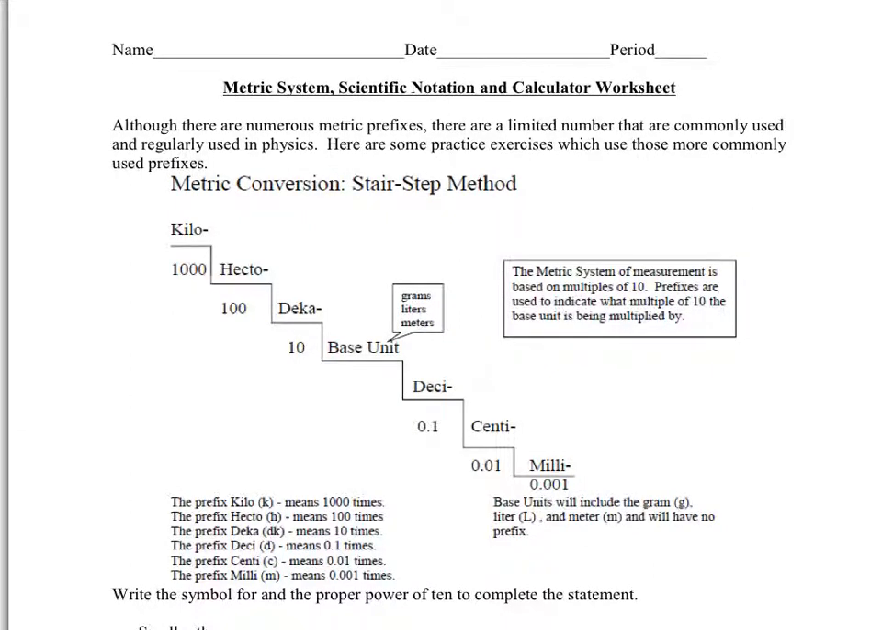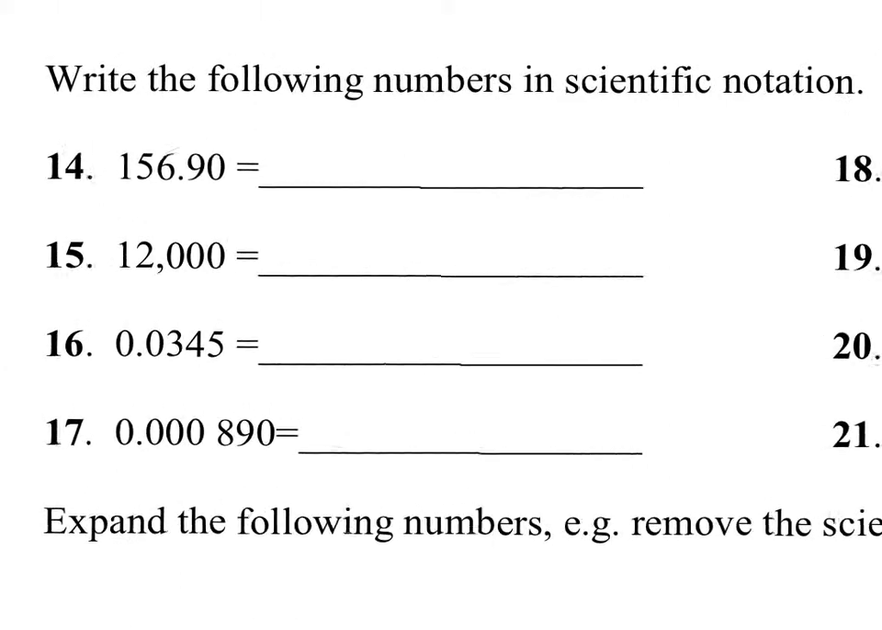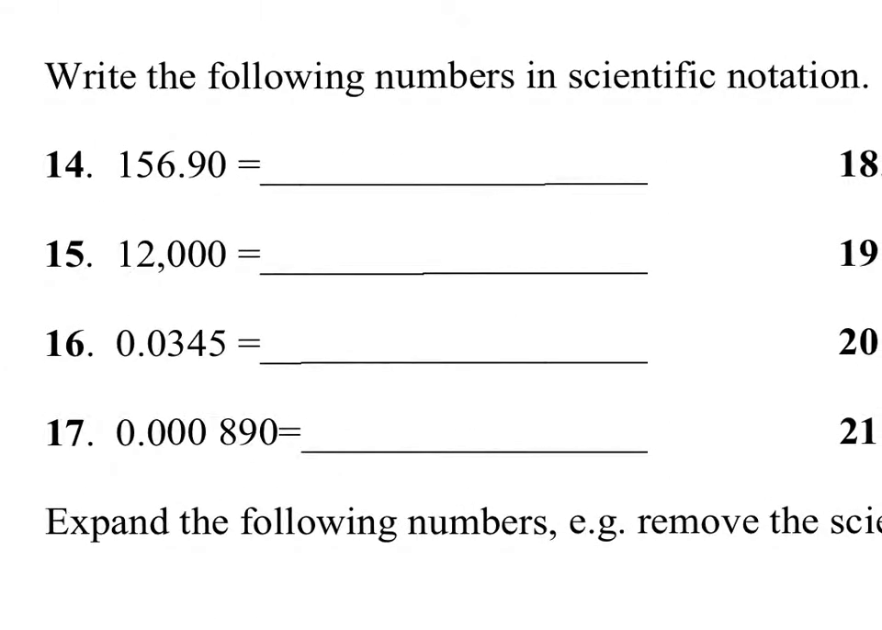Today I'm going to go through the metric system and scientific notation worksheet that you have for homework. We're going to skip page 1 right now and go straight to page 2. On page 2 we're going to go over the numbers in scientific notation. The first thing we're going to do is learn a little bit about scientific notation.